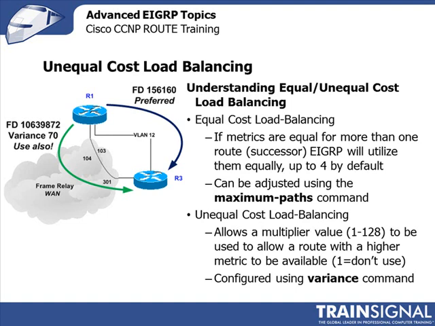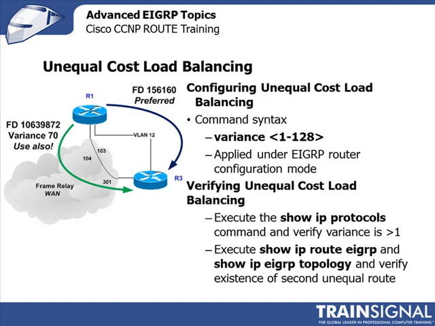In our particular lab environment, because of the vast difference between the metrics, a variance of 70 is necessary to get both of them to work, but then they will both appear in the IP routing table. So configuring it's very simple.